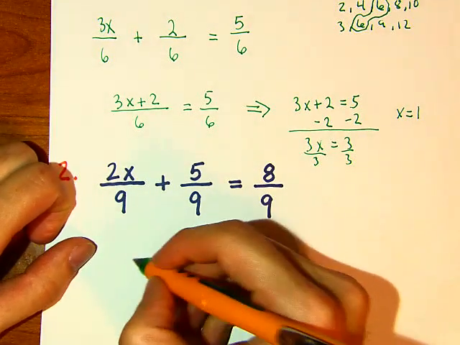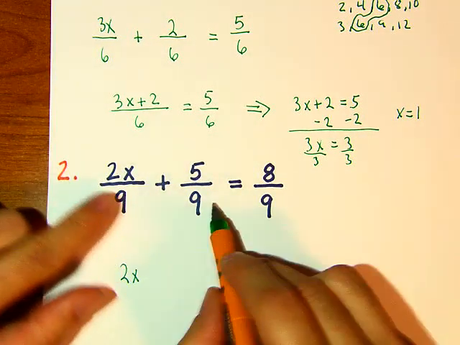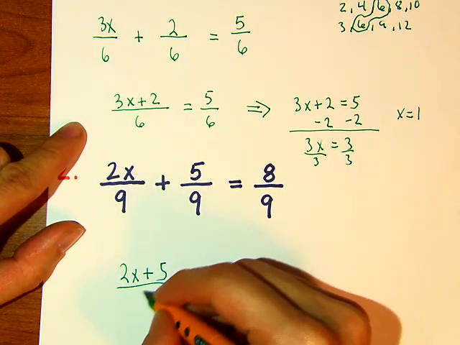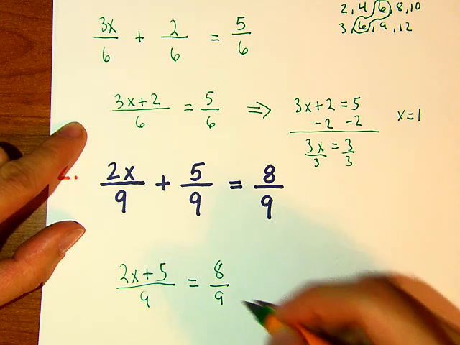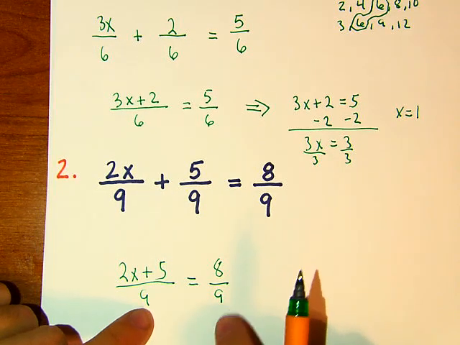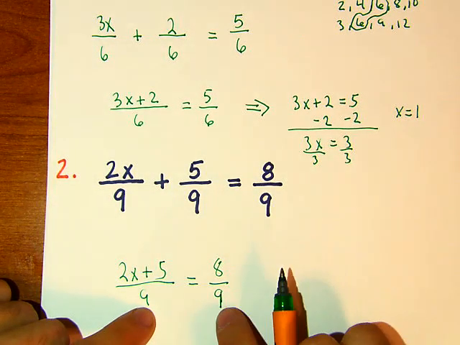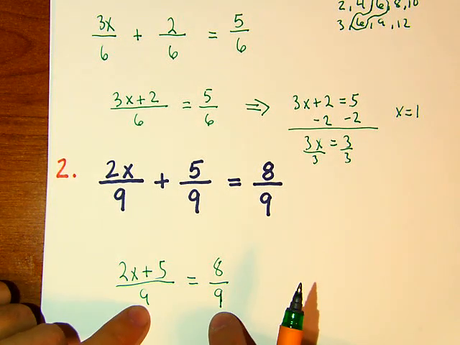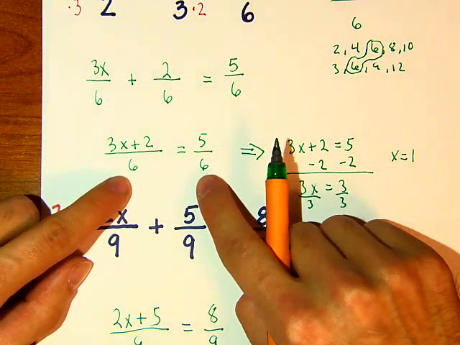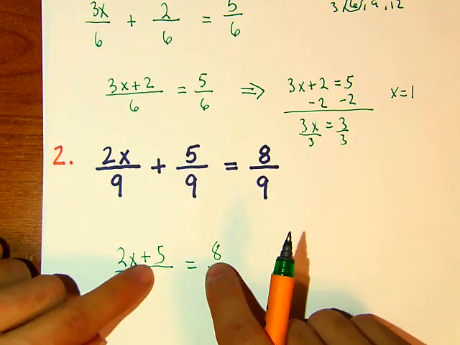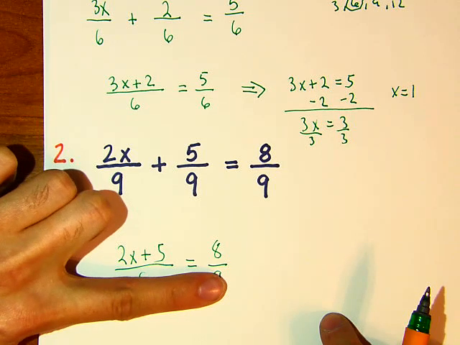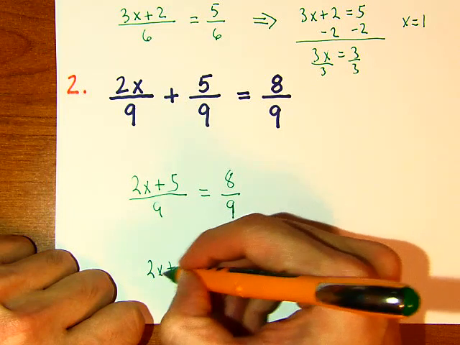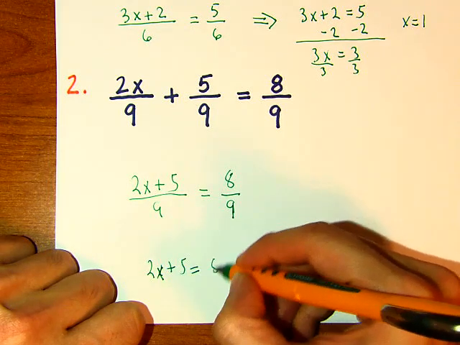So you could just do 2x. Here, we can add these two rational expressions because they have the same denominator. So 2x plus 5 over 9 is equal to 8 over 9. And that same idea: if they have the same denominator, you see this fraction is equal to this fraction. These denominators are the same, these denominators are the same. So then the numerators must be equal. That has to be true. So now here you can say that 2x plus 5 is equal to 8, right?